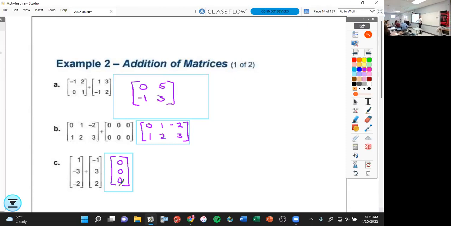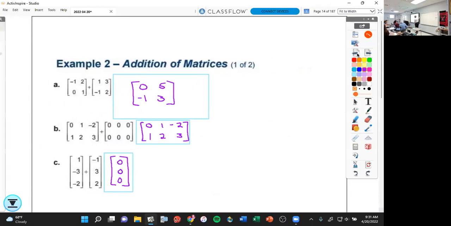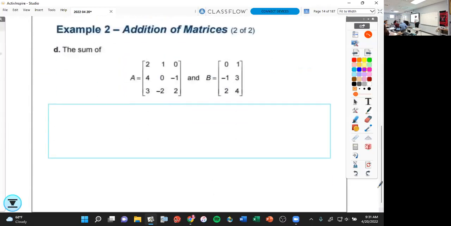Any problems here? Okay. In operations, wait, I think I skipped. I think I'm supposed to slide down. Yes, I skipped one. Okay. Let's add A and B together.